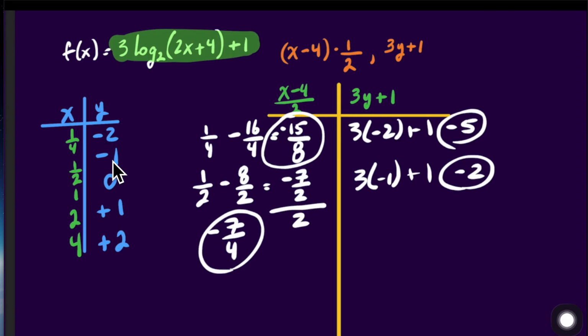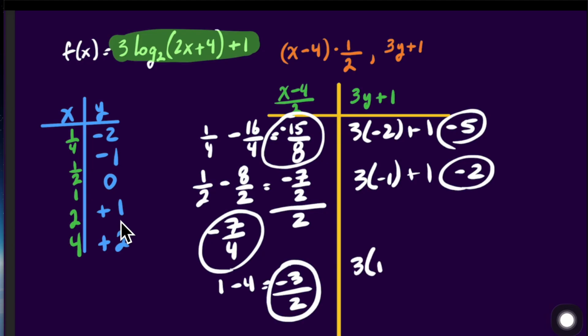Okay, it gets a little bit easier when we don't have fractions. We're going to have in the numerator 1 minus 4, which is negative 3. Then we're going to divide by 2, and we're going to have negative 3 over 2. And in terms of our y value, we're going to have 3 times 1, which is 3.